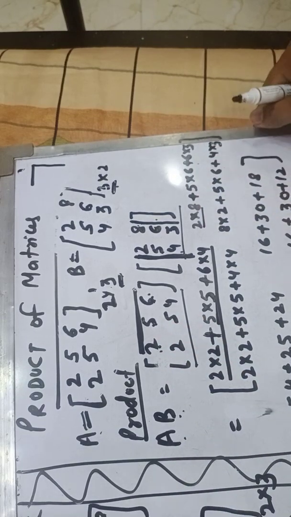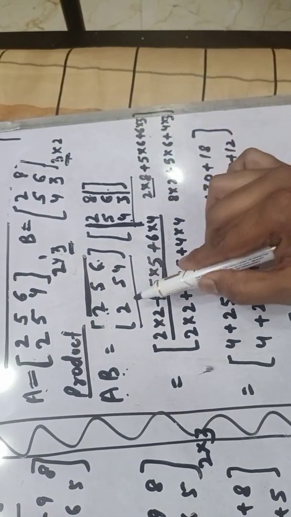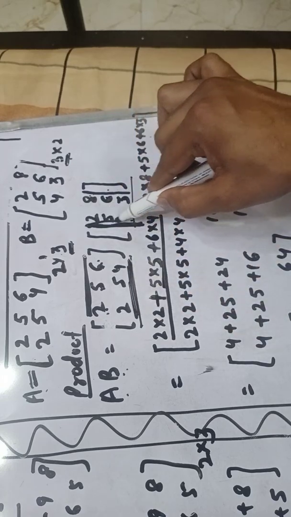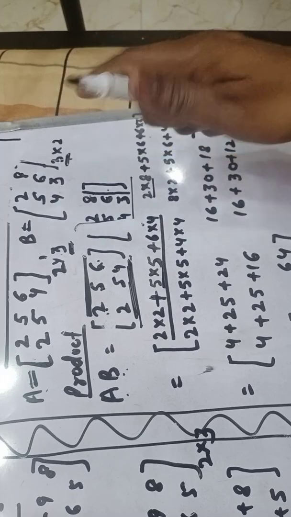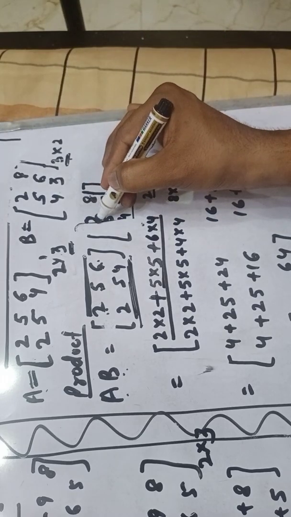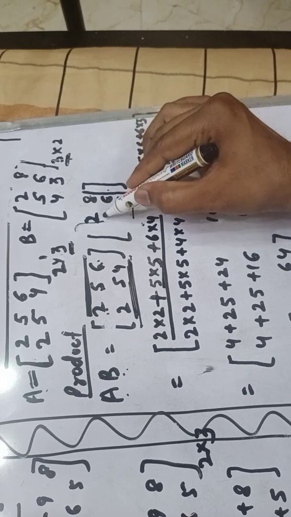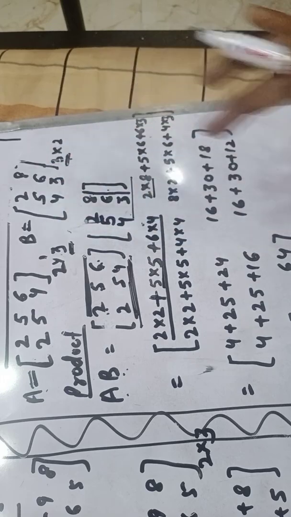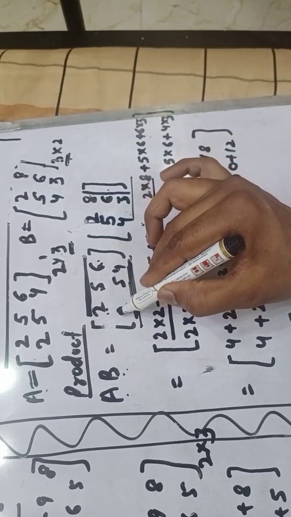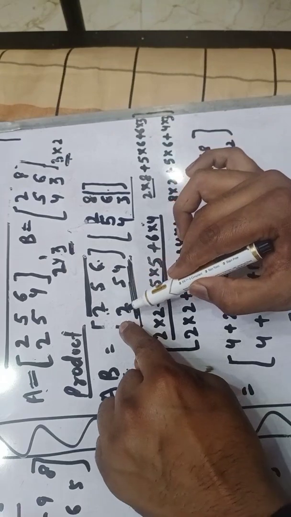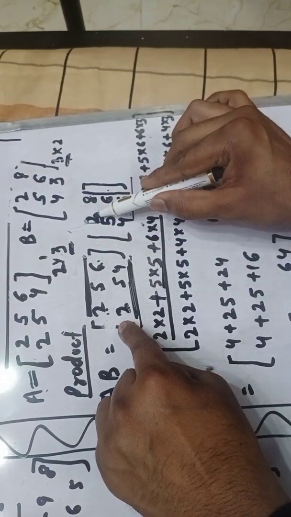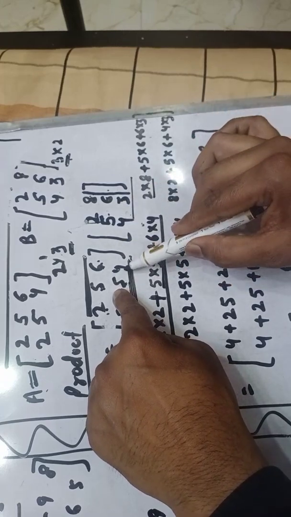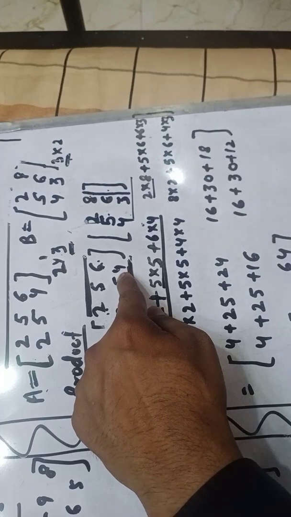Similarly, you have to take this row and this column again. I am writing it again, it was overlapping. So the first element of this and the first element of this: 2 into 2, plus 5 into 5, plus 4 into 4.